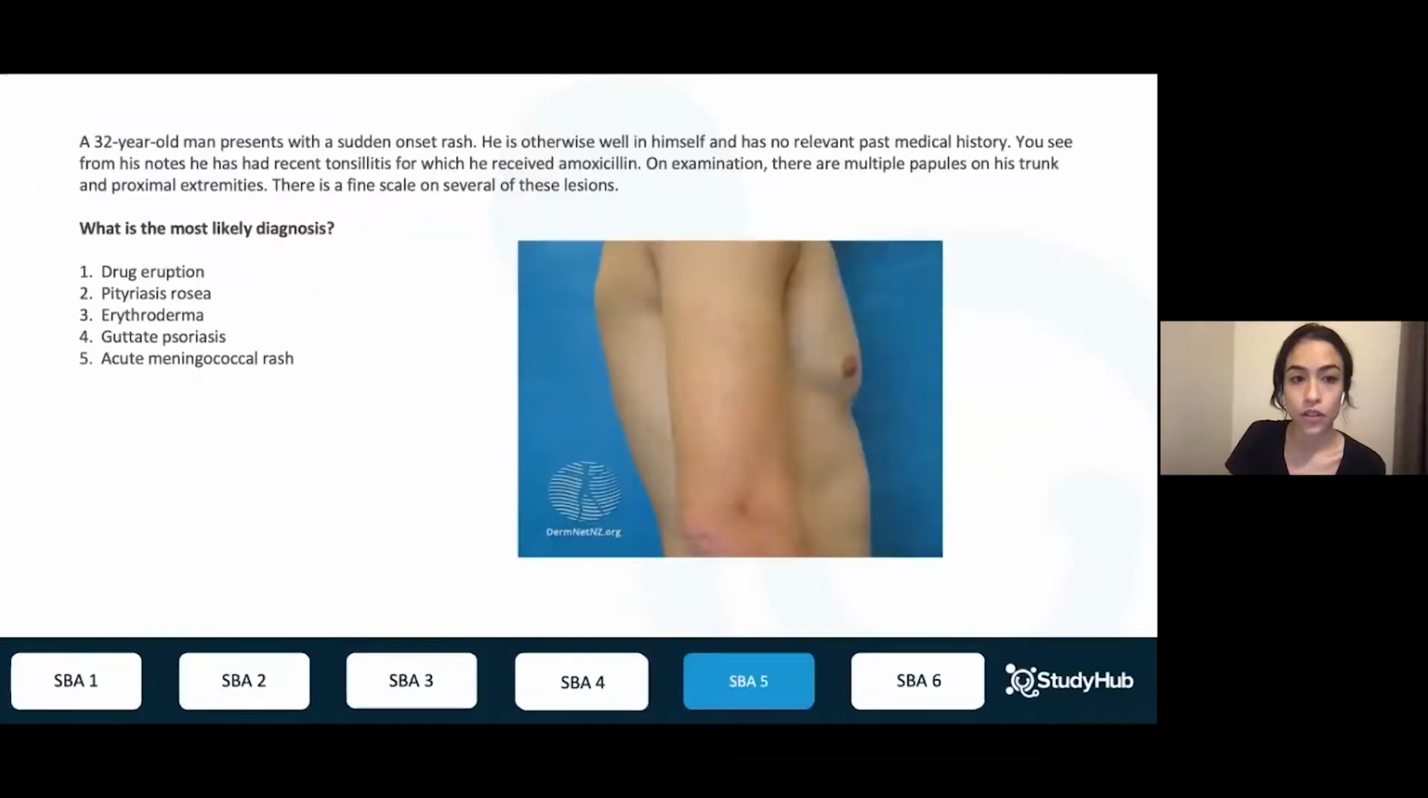Fine. So, SBA number 5. A 32-year-old man presents with a sudden onset rash. He is otherwise well in himself and has no relevant past medical history. You see from his notes that he has recent tonsillitis for which he received amoxicillin. On examination, there are multiple papules on his trunk and proximal extremities. There is a fine scale on several of these lesions. What is the most likely diagnosis? 1. Drug eruption. 2. Pityriasis rosea. 3. Erythroderma. 4. Guttate psoriasis. Or 5. Acute meningococcal rash.